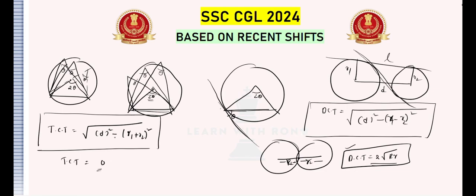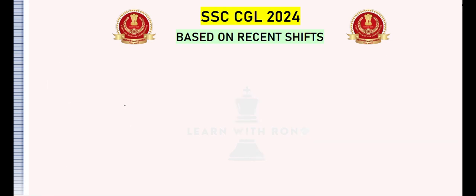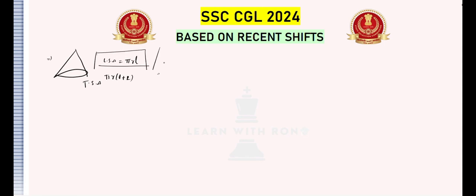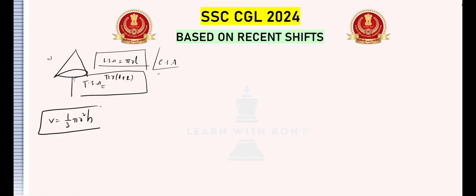Now, the formulas for a cone. Lateral surface area of a cone is pi R L. Total surface area is pi R (L plus R). Lateral surface area or curved surface area, both are the same, pi R L only. The volume of the cone is 1 by 3 pi R square H.